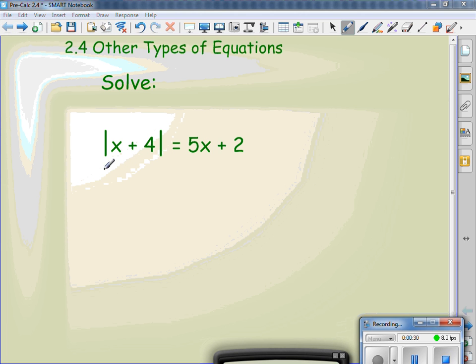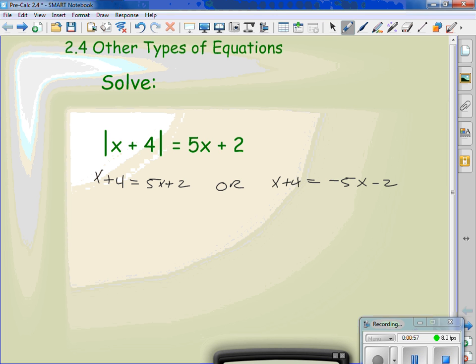Okay, this has to be x plus 4 equals 5x plus 2. Or this over here could have been negative, because the absolute value makes everything positive. So I don't know if originally that answer was a negative or a positive. So it's x plus 4 equals negative 5x minus 2. All absolute value problems have two problems to do. You have the positive aspect and you have the negative aspect.